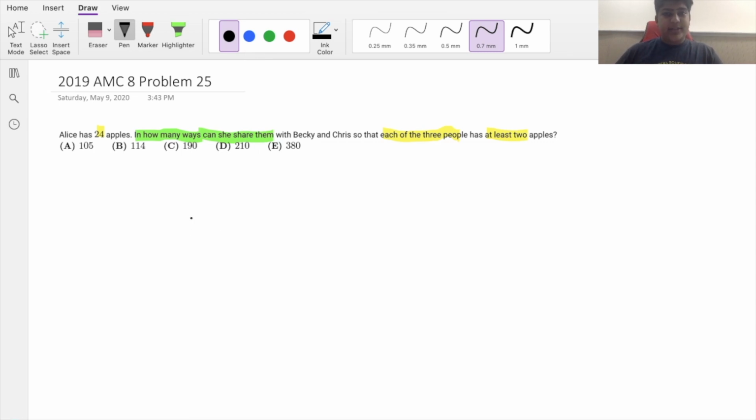For more advanced problem solvers, you can probably see that we can attack this problem with the stars and bars approach. For those of you who don't know, stars and bars refers to an elementary counting and probability concept in which you can count the number of ways a set of objects, in this case apples, can be distributed among a group of other objects, in this case people.